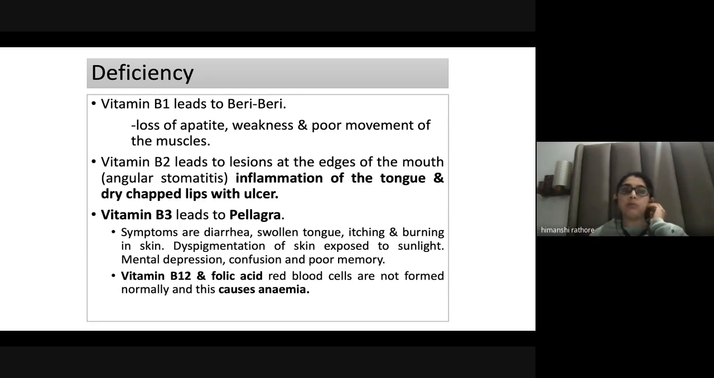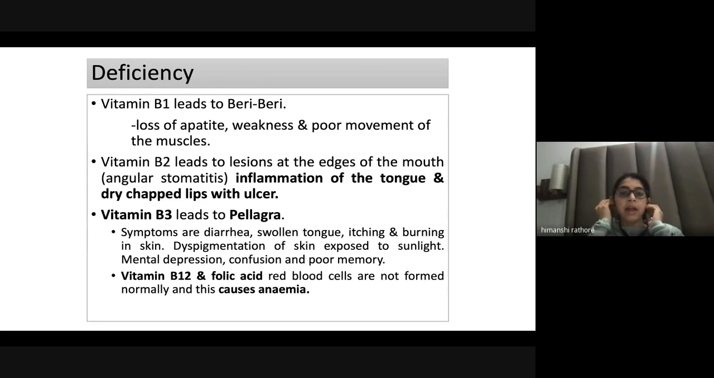Mental depression, confusion, and poor memory are also associated with this vitamin. If you're not taking vitamin B3, then your brain will be affected and brain function will be hampered. You will be mentally depressed, there will be confusion, you won't be able to judge things in a proper manner, and you may lose your memory. So this is a very important vitamin, and these are the symptoms of pellagra.